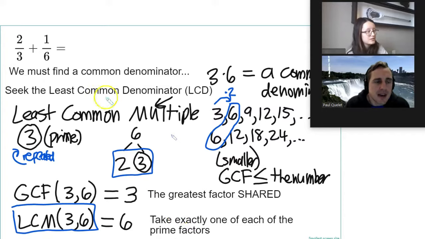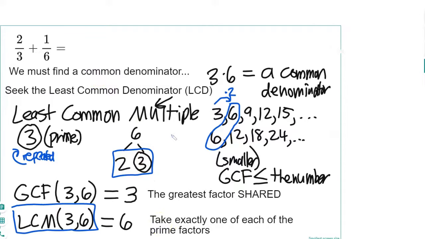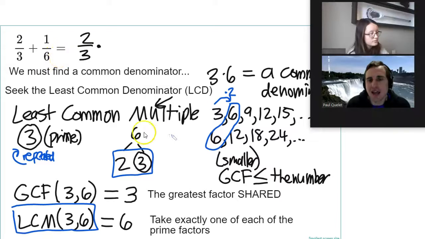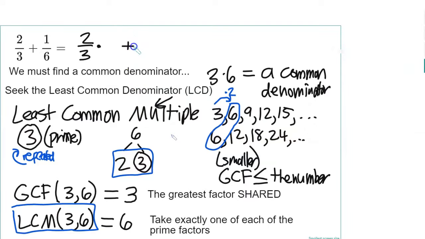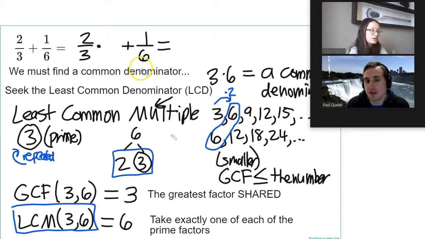All right. Now, with that said, here's what we want to do. We want to take 2/3, and we want to multiply it by something. We want to multiply it by something to get to be the same denominator as 6, right? Because, by the way, since 6 is the least common denominator, we don't have to change the 1/6, right? Okay. All right. So think about this.